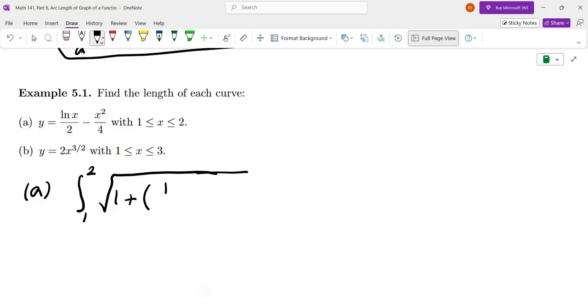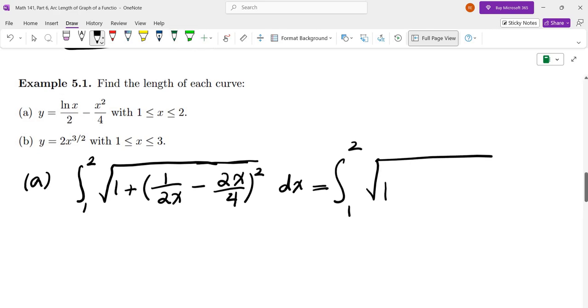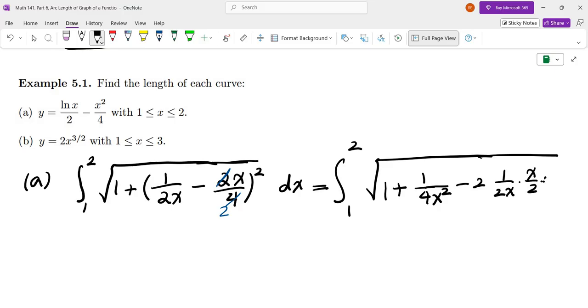So the derivative of natural log is 1 over x, and there's a 2 at the bottom, so we get 1 over 2x minus the derivative of x squared, which is 2x over 4, and that is squared. So we're going to get 1 plus 1 over 4x squared minus, this simplifies to 2 here. We can do 2 times 1 over 2x times x over 2. That's the 2ab term. And then plus x squared over 4, and then dx.